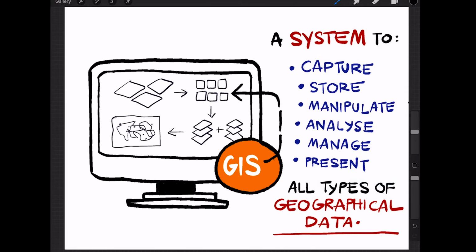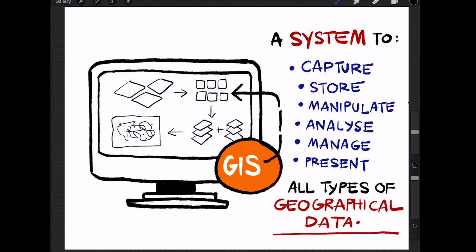Okay, so basically that's about it on the history part of GIS. Now we can wrap up what GIS means. GIS is a system to first capture, second to store, to manipulate, to analyze, to manage, and to present all types of geographical data. Your inventory elements are your geographical data because it contains everything on land.